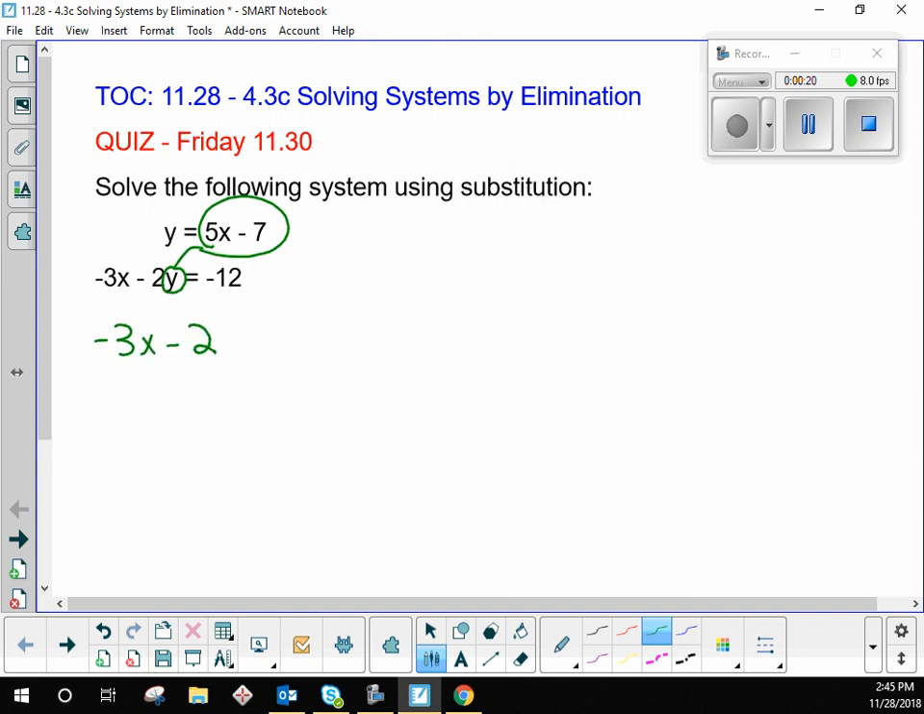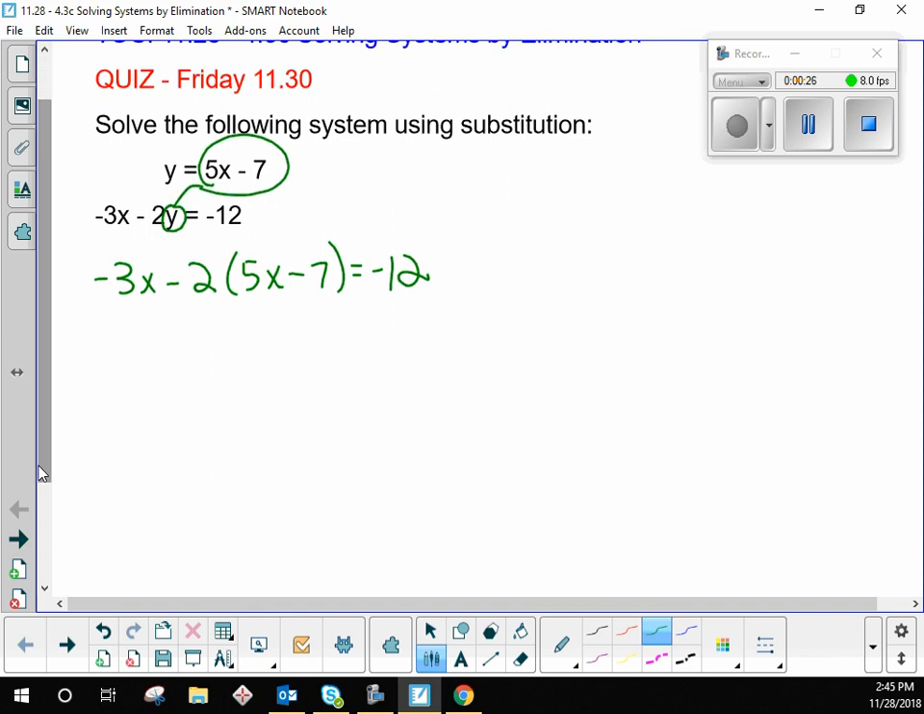Now, this problem has an obnoxious amount of negatives, but we can handle it. So the first thing I'm going to bring down is this negative 3x. One common mistake when there's a negative at the very front of the problem is students drop it off. They just forget to bring it down, but you don't do that. So I'm going to bring down the negative 3x.